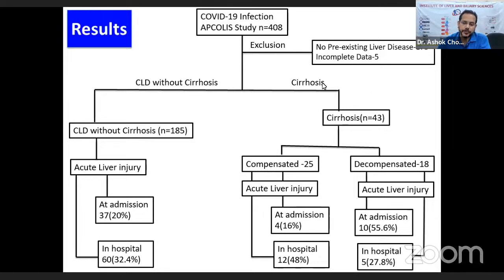Those are without cirrhosis. And cirrhosis, 43 people, of compensated 25, the liver injury is 16%, but in hospital it becomes 48%. So here you can see that if compensated, they get an acute liver injury because of COVID, that is more over the course of the hospital stay. If already decompensated, then nearly 55% have liver injury from the beginning. And this liver injury is above the baseline they may have because of the decompensation. If they have a decompensated cirrhosis, they have deranged enzymes, then it got further increased in 55% of patients with COVID infection. And during the hospital stay, there is a little bit of decline because the number is very less, so hence we are not able to get an accurate result.